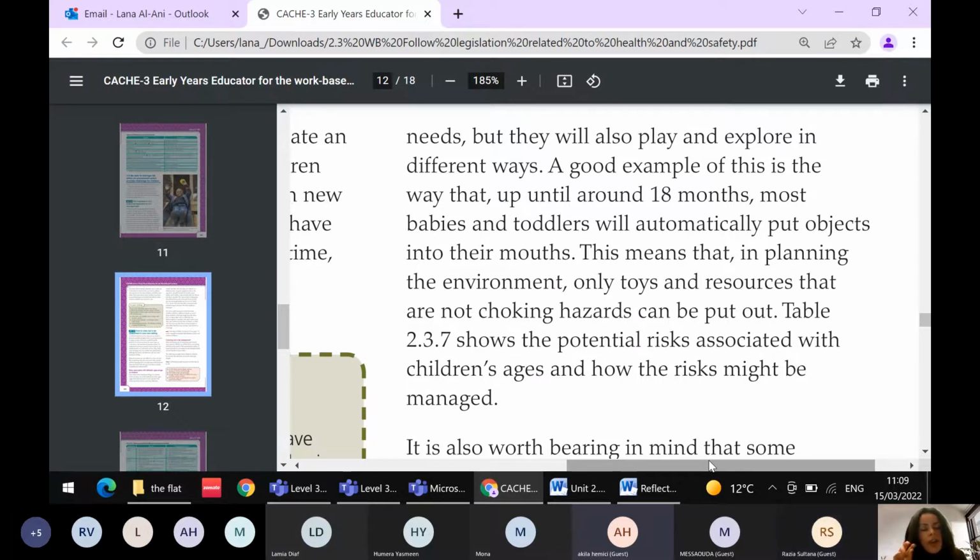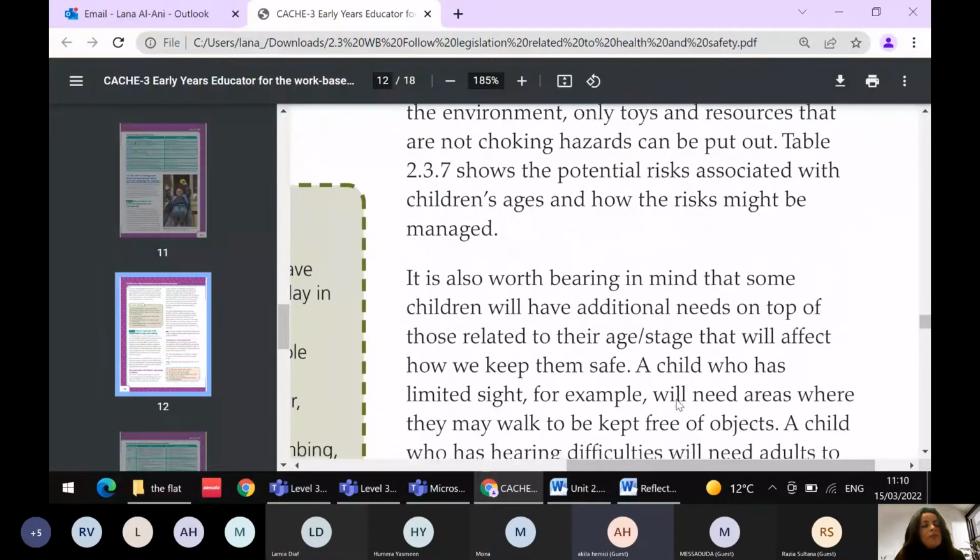We also need to consider, are they small? Are these things they put in their mouth very small? They might swallow it, they might choke on it. It's very dangerous. So there are so many risks involved here.